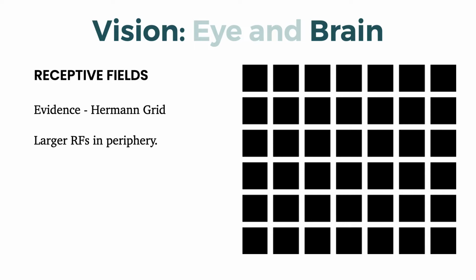Now, what you should see when you look at this grid, essentially, is that there are black dots. It seems like the intersections are shaded in with black dots. But when you look at one particular intersection straight on, you won't see the black dot. You are only going to see the black dots in your periphery. Now, why does this happen?